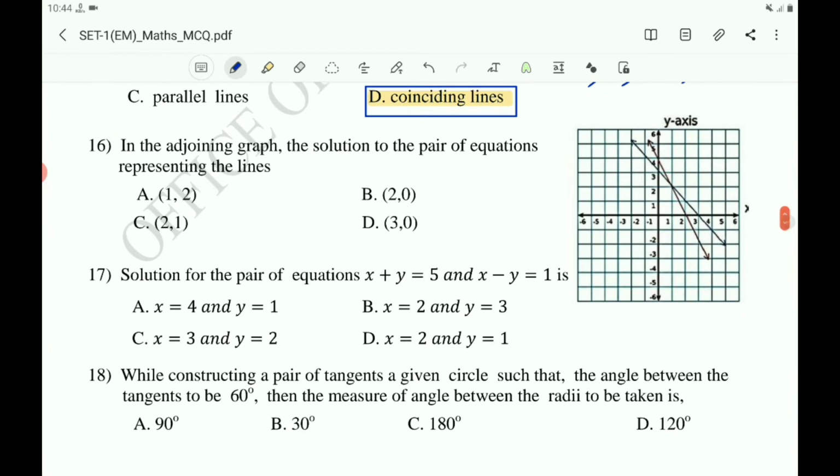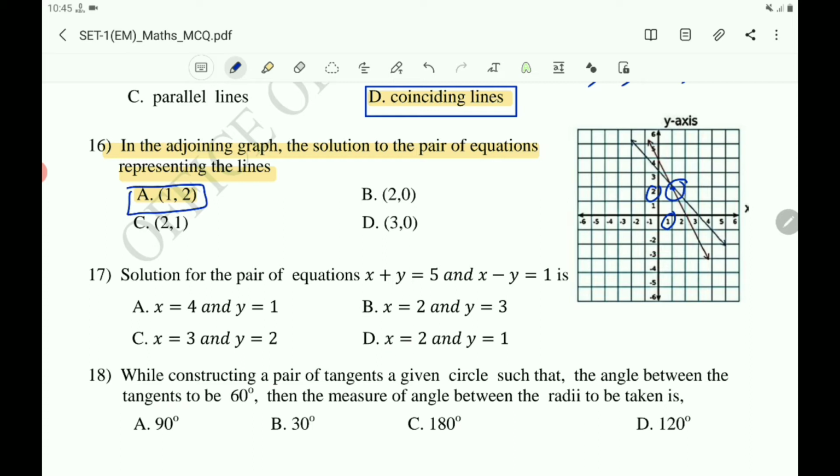Then you take the 16th question. In the adjoining graph, the solution to a pair of equations representing the lines. Here you find the point at which they intersect. They intersect at this point. And what are the coordinates of this point? Here it is 1 and here 2. So option A is the answer, 1, 2.